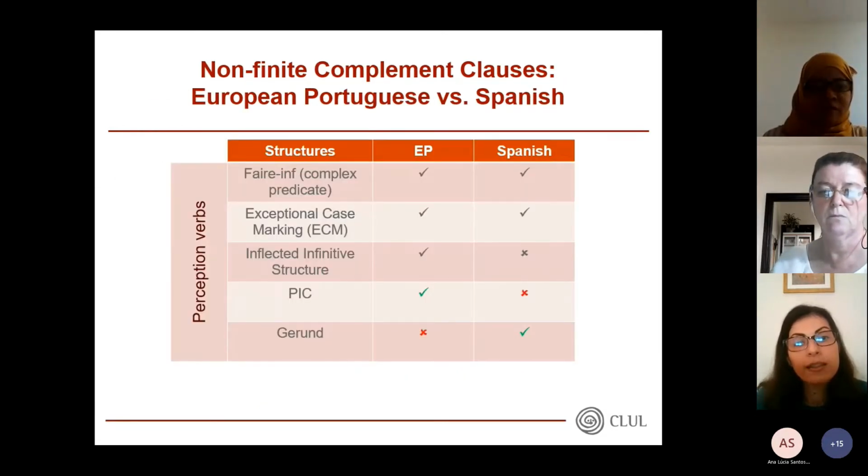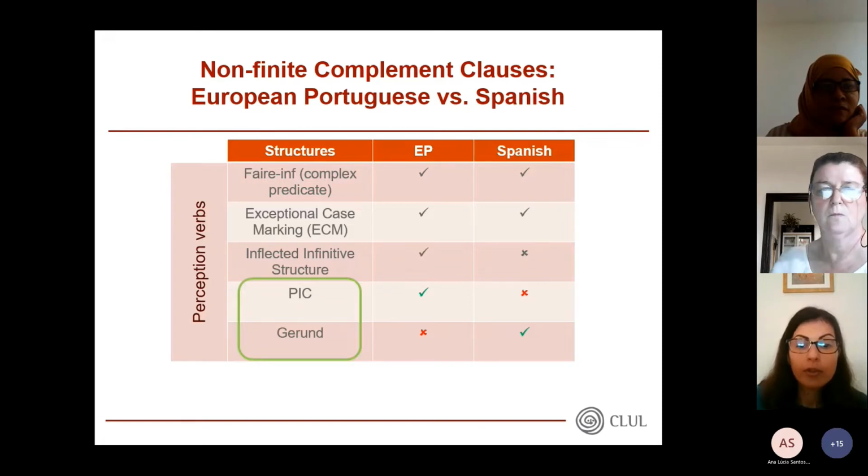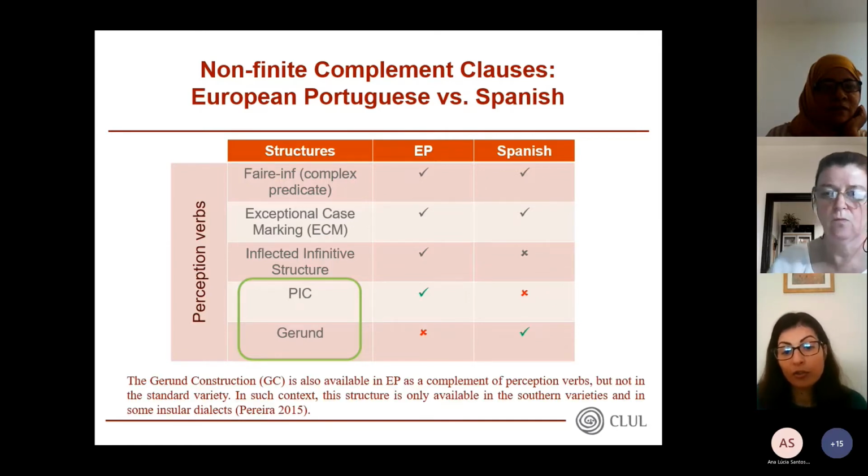So as I said, Portuguese and Spanish make available a set of structures as complements of perception verbs, and in this table we have a synthesis of these structures. We will focus on the PIC, which is comparable to the gerund construction that is available in Spanish, but not in Portuguese. And we will talk a little bit about the properties of these two structures. The gerund construction is also available in Portuguese in this context, but not in the standard variety. So it is only available in the southern varieties and in some insular dialects.